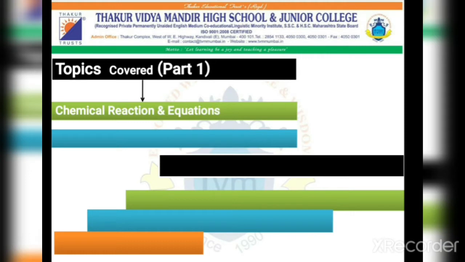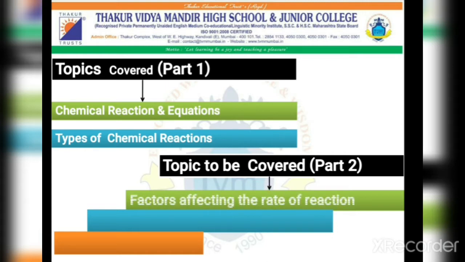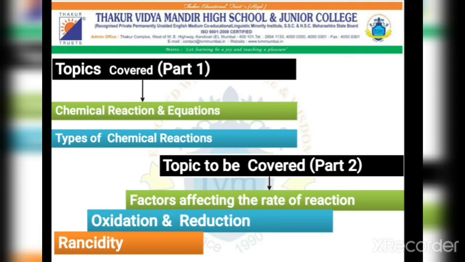chemical reactions and equations. That is, what is a chemical reaction? What are chemical equations? And the second thing, that is different types of chemical reactions. So these are the things which have been completed in part 1. In today's part, that is part 2, the topics which are to be covered are: first is factors which affect the rate of reaction, oxidation and reduction, and rancidity.